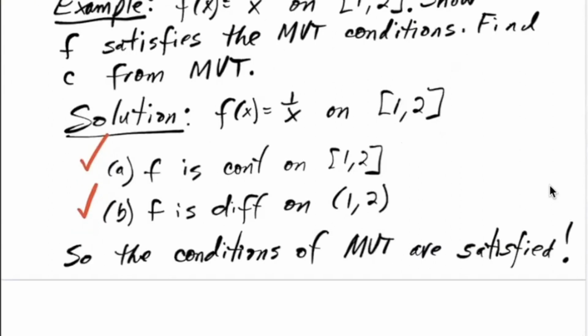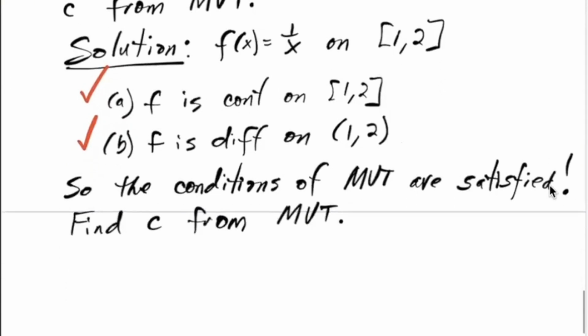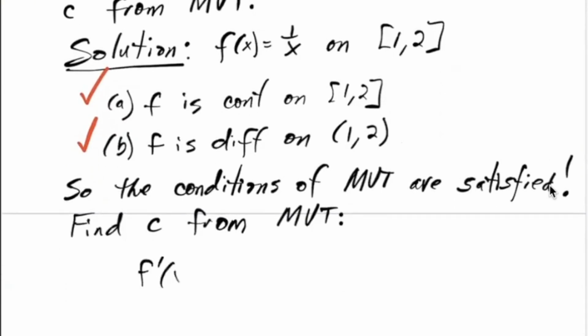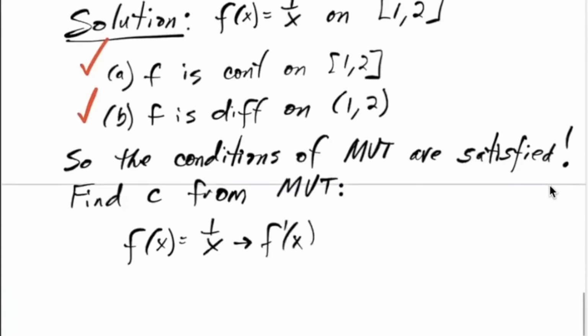So let's find c from the mean value theorem. Okay, to do that, we first need the derivative of our function. So what's the derivative of 1 over x? Let me rewrite that, it'd be better for me to do it this way. I'll start with my function. As a reminder, f of x is 1 over x. So what's the derivative? The derivative is then going to be, I'm going to take the derivative, d dx, of x to the negative 1 power.